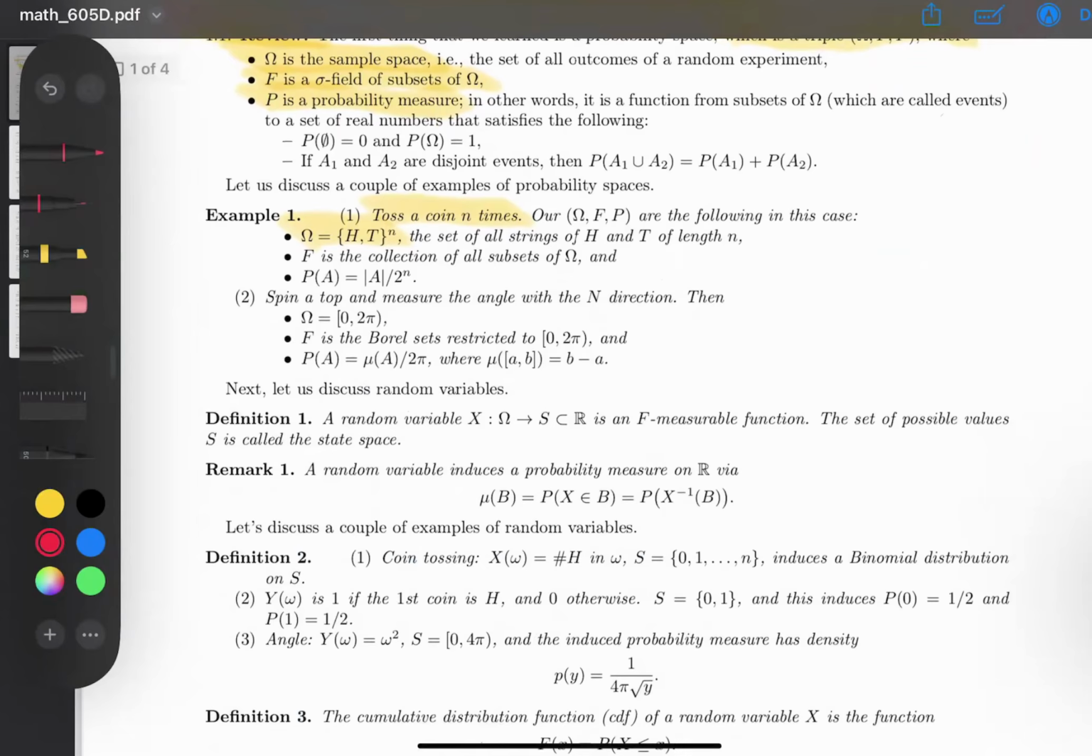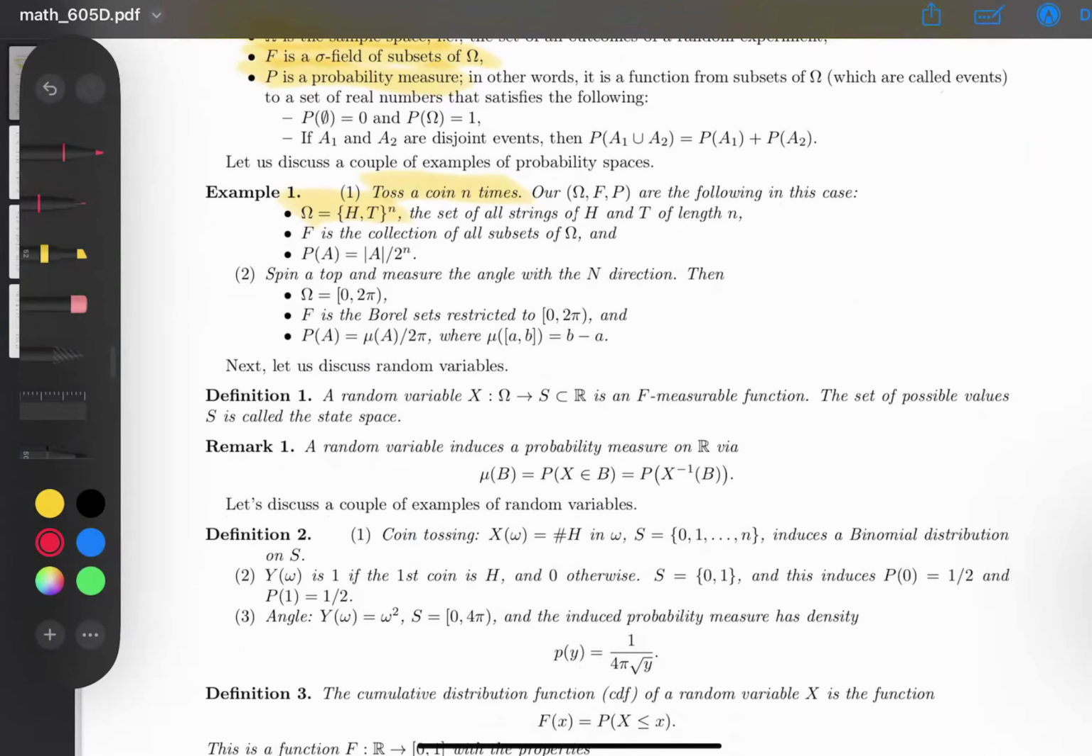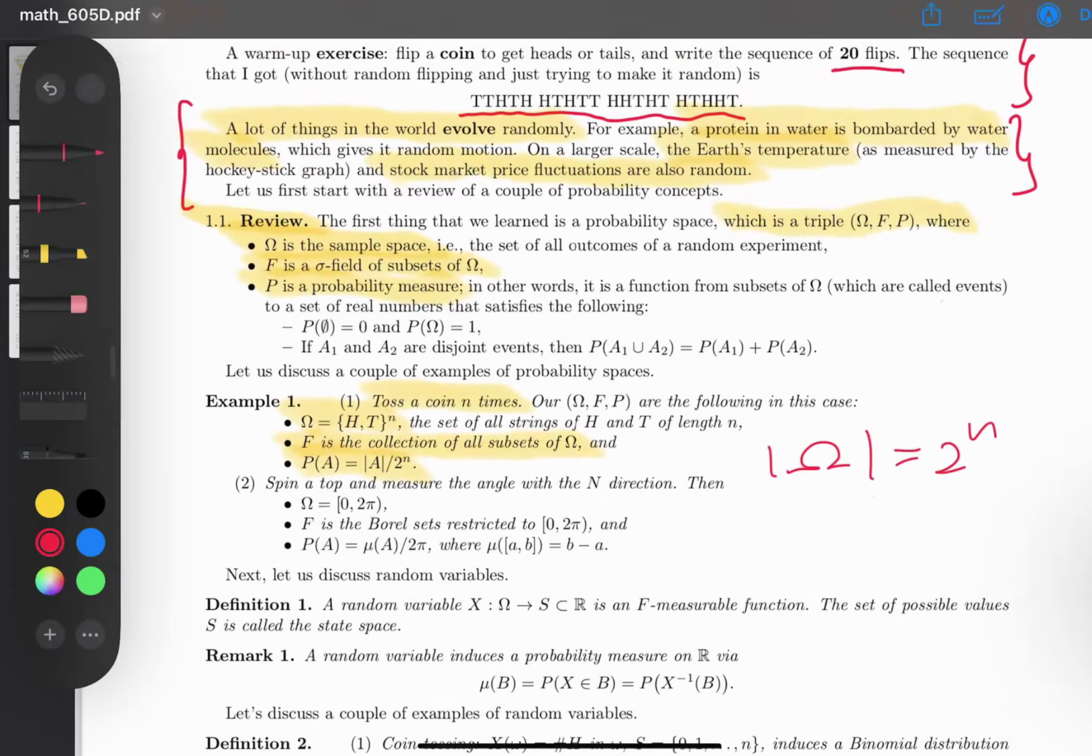Let's do some examples. For tossing a coin n times, our sample space is going to be the sequences as we discussed before. Our F is going to be the collection of all subsets. In this case, since our sample space is finite, we can take F to be the entire power set. And you can check the probability measure, which computes the probability of the event A, is exactly given by the size of event A relative to the size of the entire sample space Sigma. Observe the size of space Sigma is exactly 2 to the power of n. And one of the things that I have not mentioned: A is called the event, where A is just a subset of the sample space.